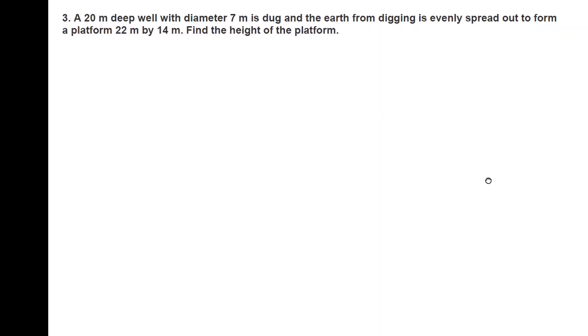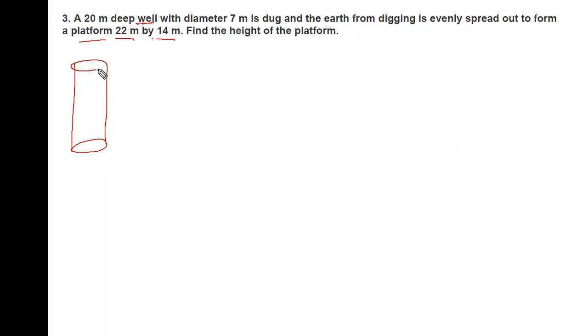3. A 20-meter deep well with diameter 7 meter is dug and the earth from digging is evenly spread out to form a platform 22 meter by 14 meter. Find the height of the platform. So here you see there are two things. One is a well, another is a platform of length 22 meter and breadth 14 meter. So the situation is like this. There is a well.